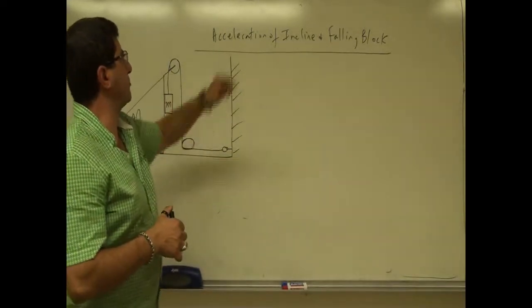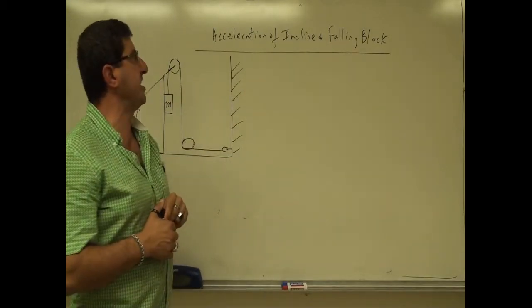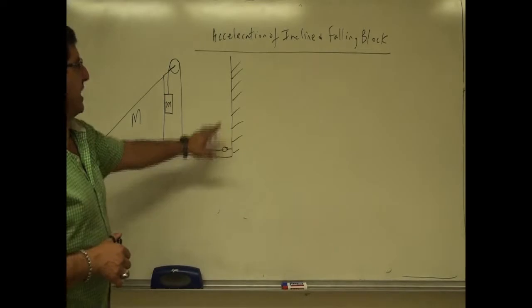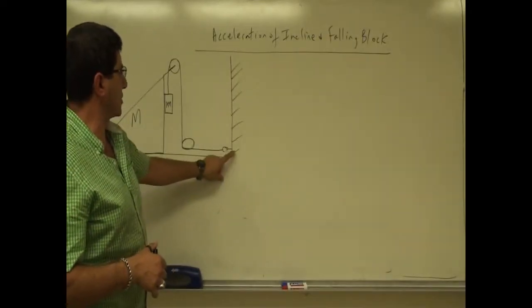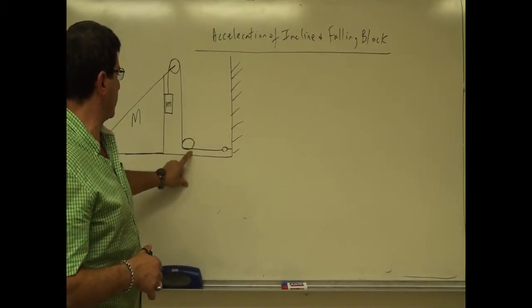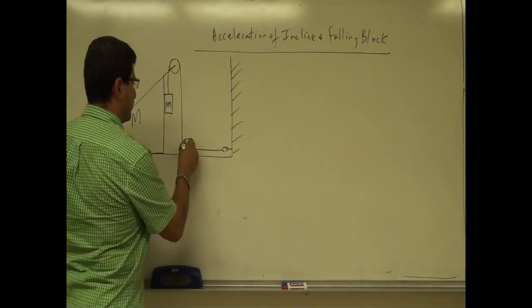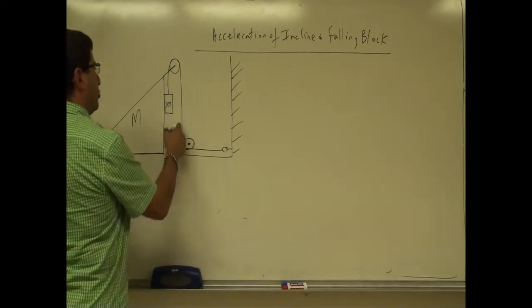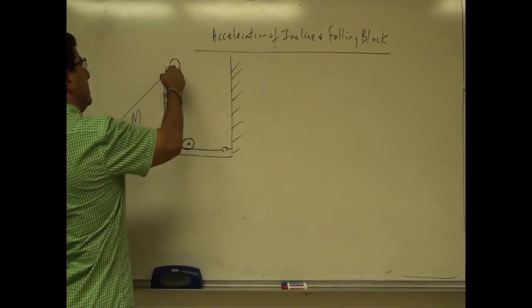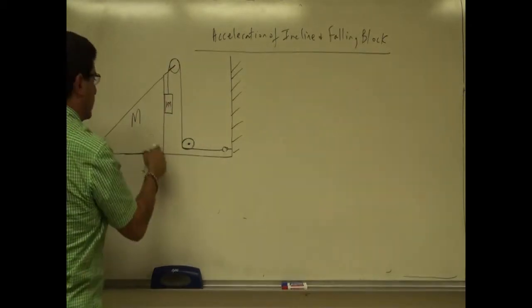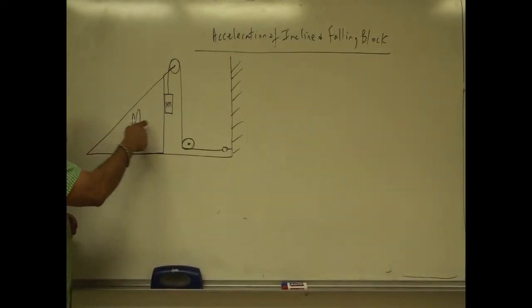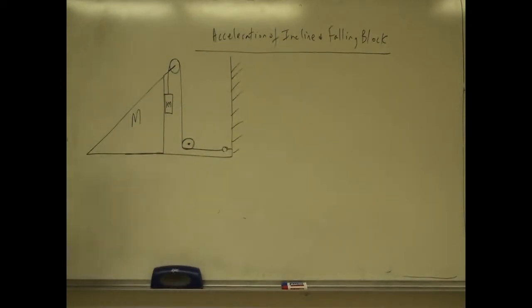Okay, welcome back. Now I come to a problem I'm calling acceleration of an incline and falling block. So we have here the wall, we have a hook connected to the wall, and then we have a string, we have a pulley here, and then the string goes under the pulley, then goes over another pulley. This pulley is connected to a big incline, which has a mass M, and this one here has a little m.